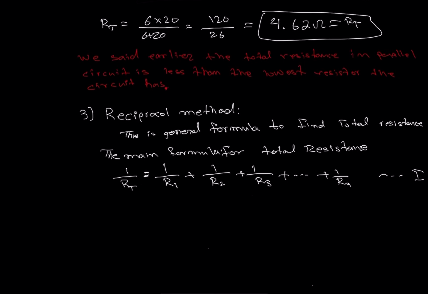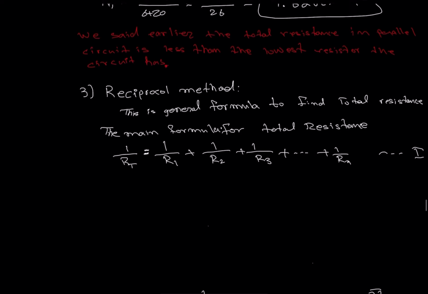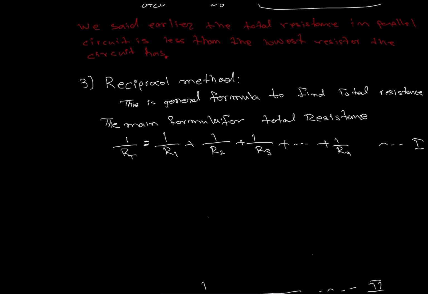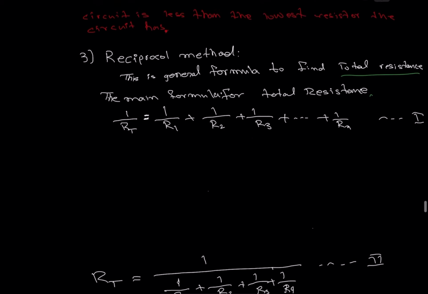Okay, are you guys ready for the third one and the fun one? The reciprocal method. The reciprocal method is the general formula to find total resistance. The main formula for the total resistance is this one. No matter how many resistors you have, you can find it this way. The formula is 1 over RT equals 1 over R1 plus 1 over R2 plus 1 over R3 and so on to 1 over Rn. N is your integer right here.